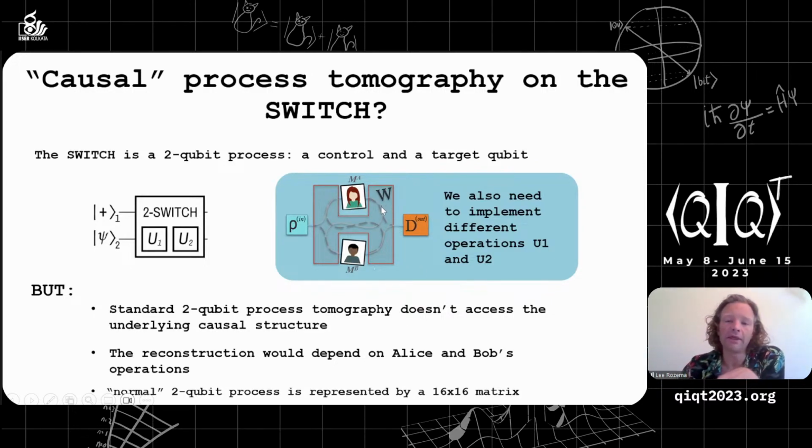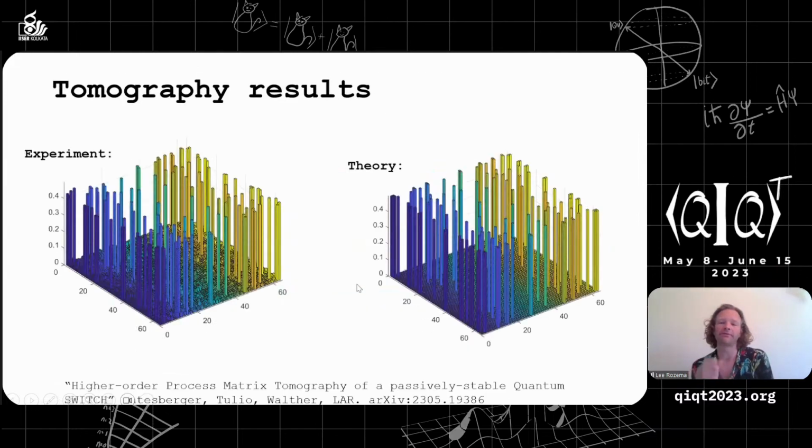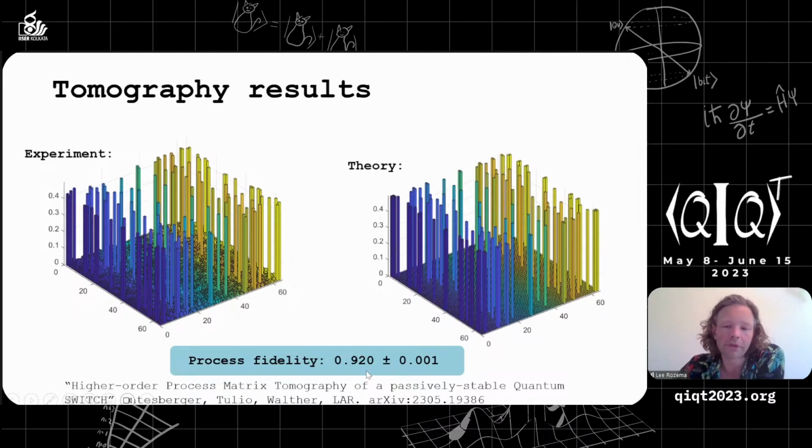In general, this is required for the quantum switch, but there's also a field of quantum information theory which studies higher order quantum transformations. And these higher order transformations are exactly this. There's some quantum process that takes as inputs not only quantum states, but also quantum processes. So we had to use some of the tools from the theory of higher order quantum processes to develop a new protocol for doing process tomography on the quantum switch. Again, I'm not going to go into the precise details, but we perform process tomography and it works.